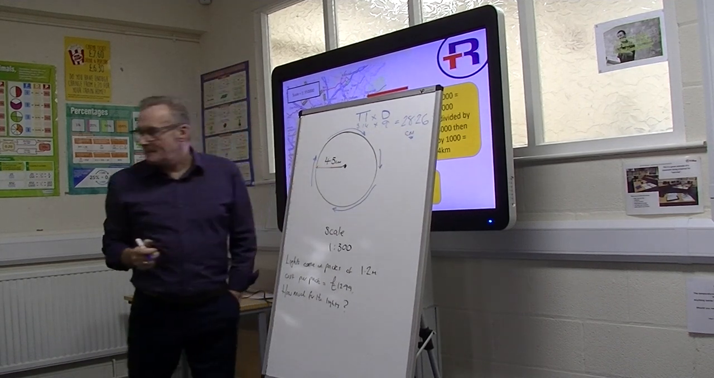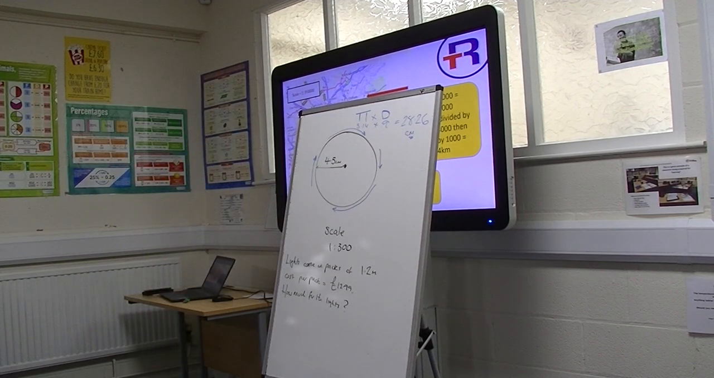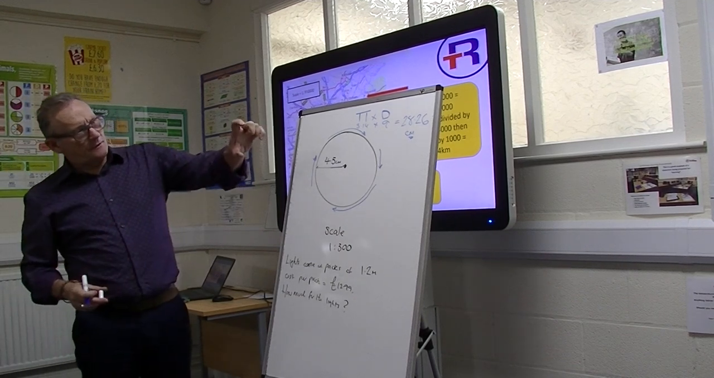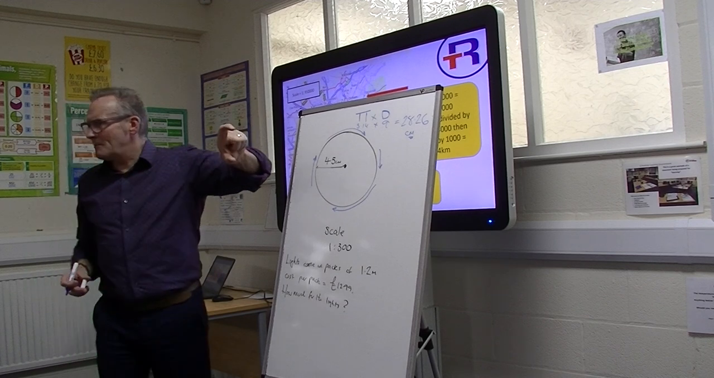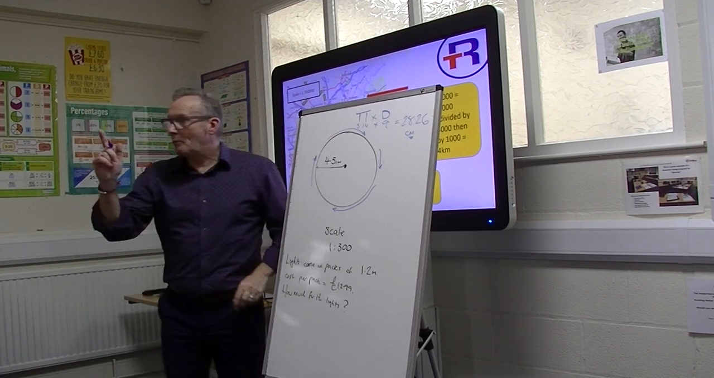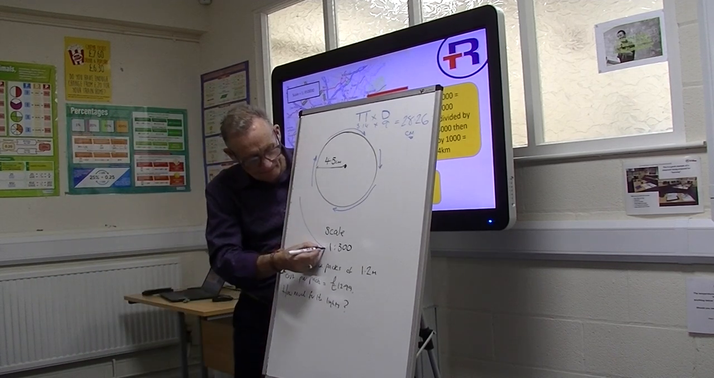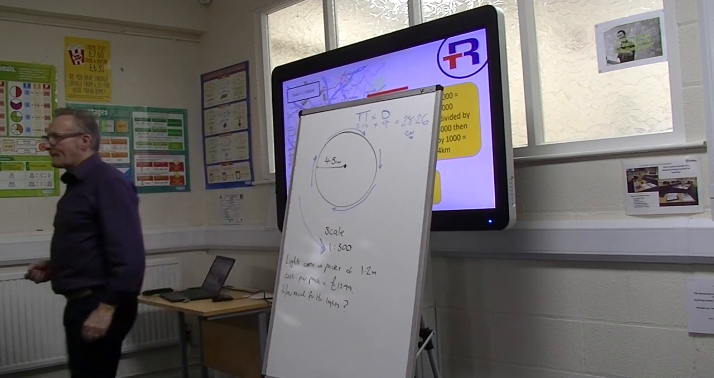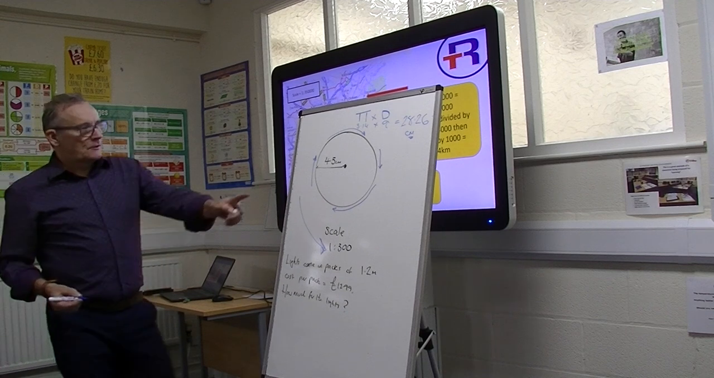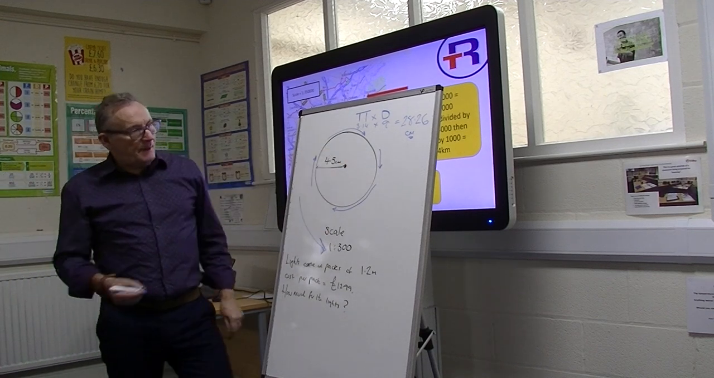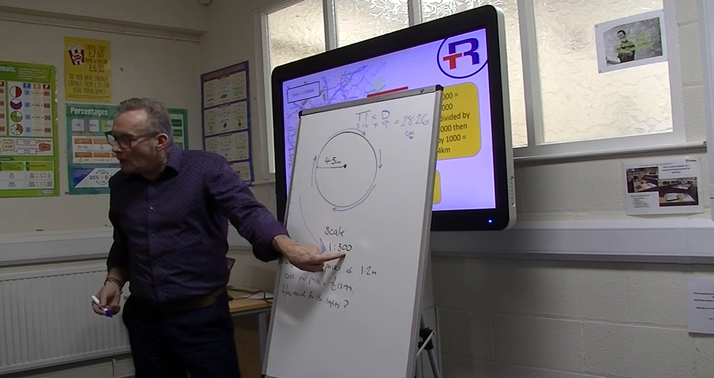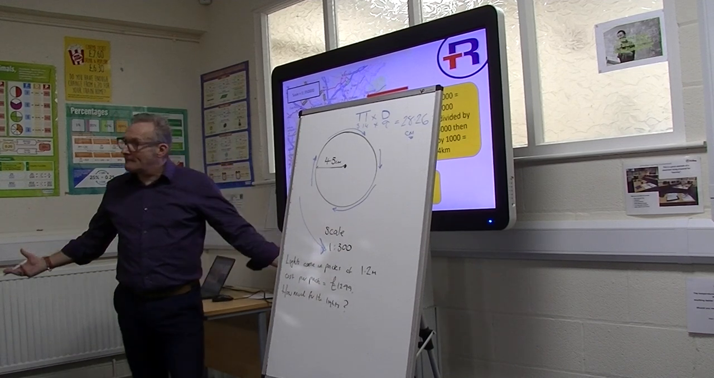centimetres. We're in centimetres. That's a very tiny bandstand. It's a very small bandstand, isn't it? Not going to get much of a band on there. Oh, but hang on a minute. We've got a scale. So that means that this picture of this bandstand is 300 times smaller than the real thing.